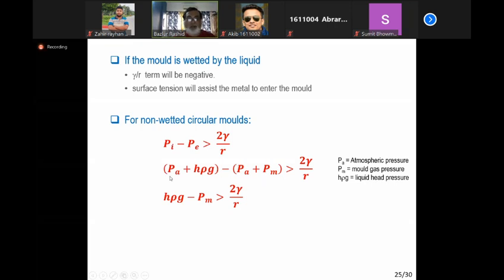So the positive pressure is the negative pressure. So there is a PA, and there's PA, we remove this PA. So ultimately it becomes H rho g minus PM. And this should be greater than the resistance offered by the surface tension. So this is our general formula for a narrow section mold cavity for filling the mold cavity against the surface tension.